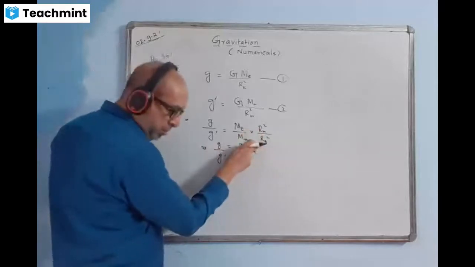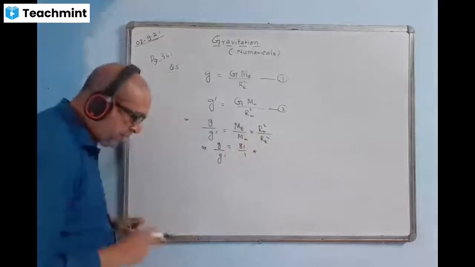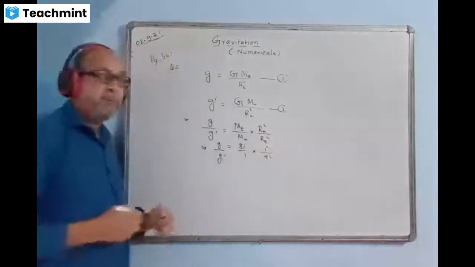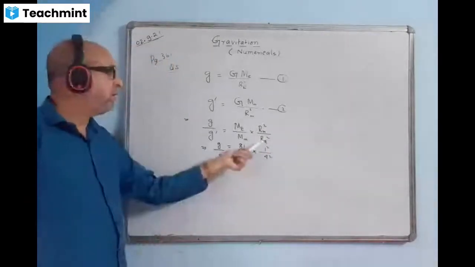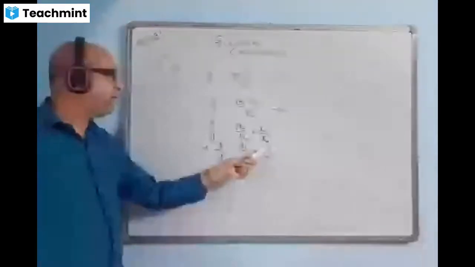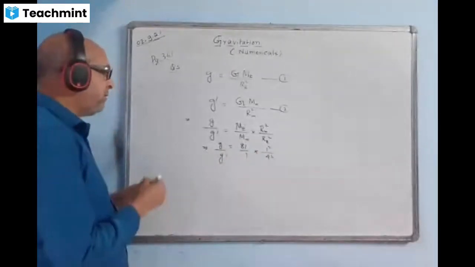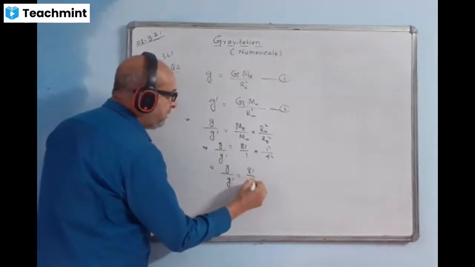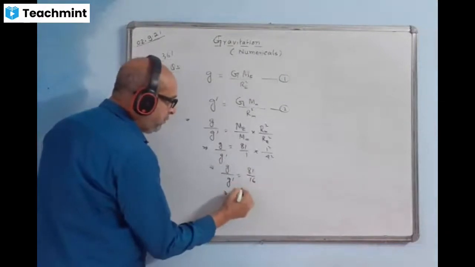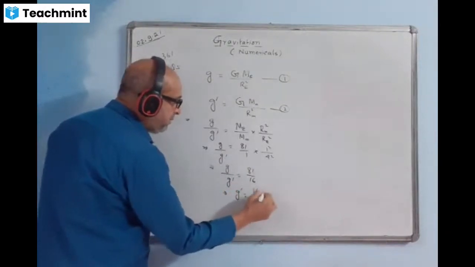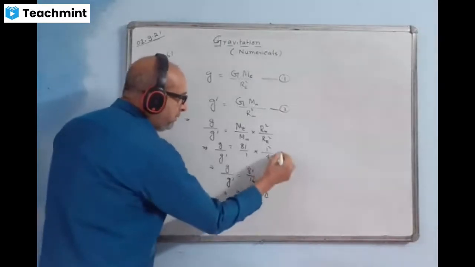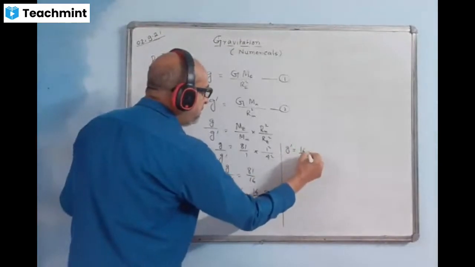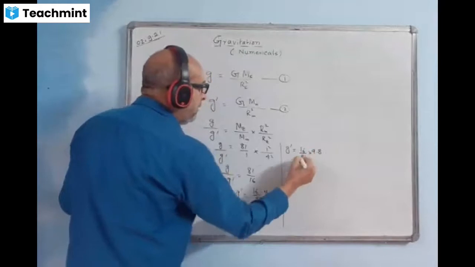Now radius of the earth is 4 times the radius of the moon, the question says. That means the radius of the moon is 1 unit, then the radius of the earth is 4 units, as the radius of the earth is more. Let us calculate the answer now. g upon g dash is equal to 81 by 16. Therefore, g dash value will be 16 by 81 times g. You can calculate g dash is equal to 16 by 81 into 9.8. You can get the answer.